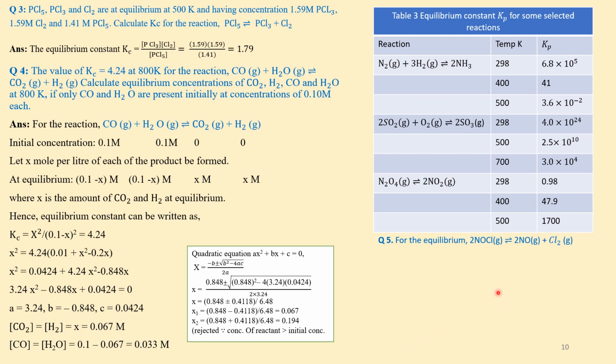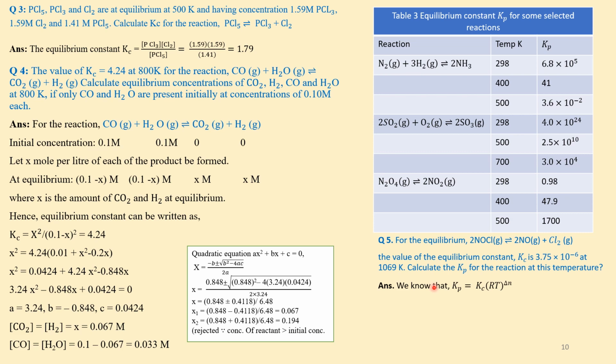For the equilibrium 2 NOCl in gaseous state, the forward reaction gives 2 NO gaseous plus Cl2. So the reverse reaction is also possible because it is an equilibrium reaction. The value of the equilibrium constant Kc is given as 3.75 into 10 to the power of minus 6 at 1069 Kelvin. Calculate the value of Kp for the reaction at this temperature.